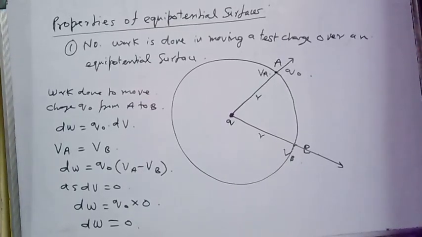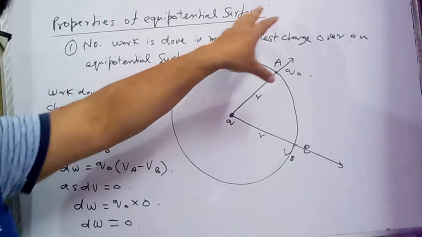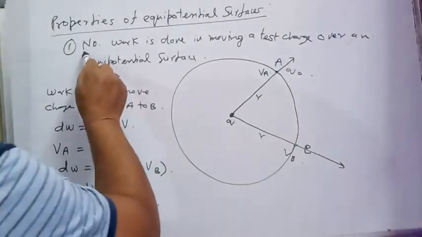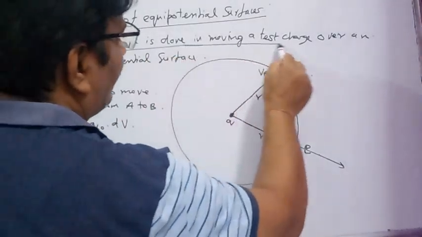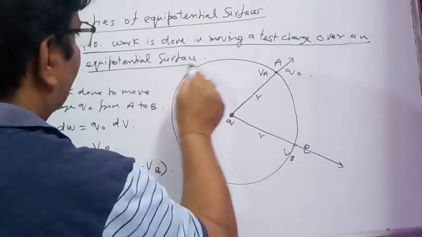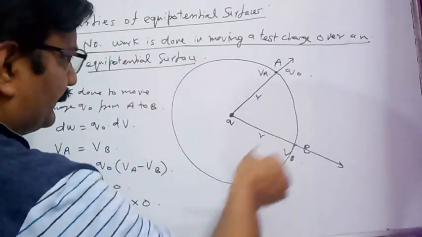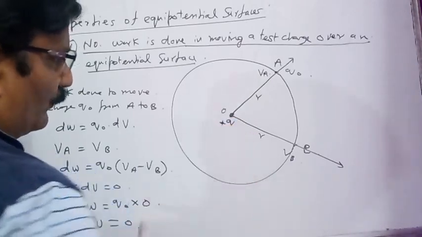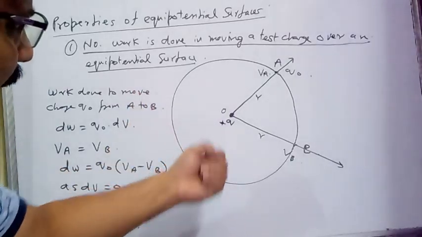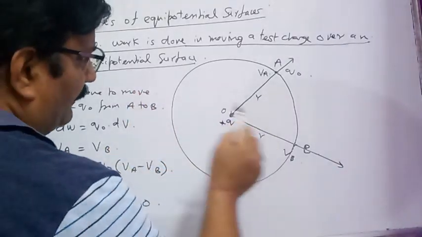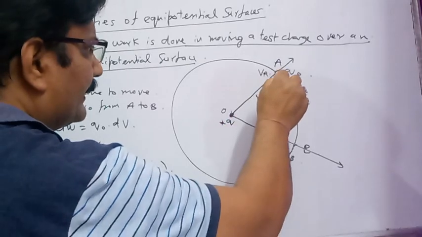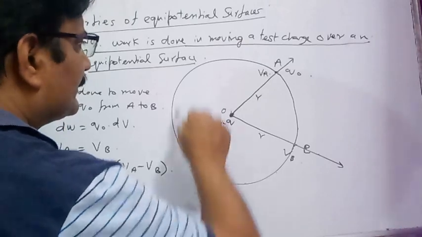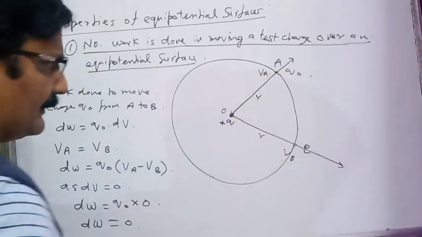Students, now we are going to see what the important properties of equipotential surfaces are. The first property of the equipotential surface is that no work is done in moving a test charge over an equipotential surface. See in this figure, this is a positive charge, plus q, placed at O, the center of a sphere. The radius of the sphere is R. So the potential at each point of the sphere is going to be the same. It means this sphere is an equipotential surface of this charge.